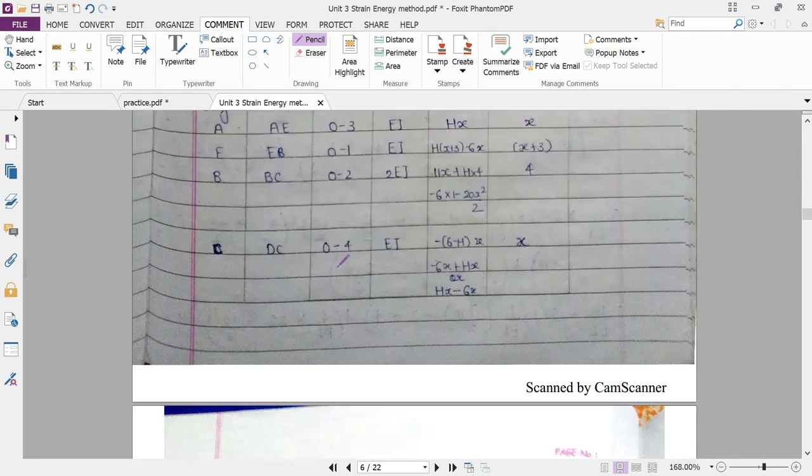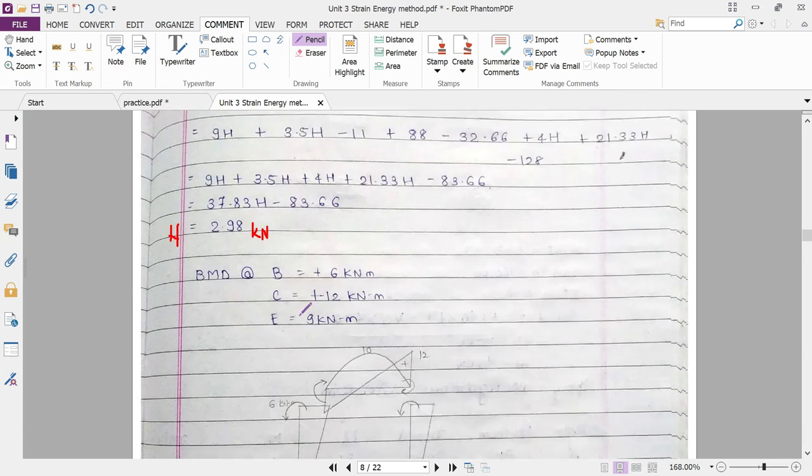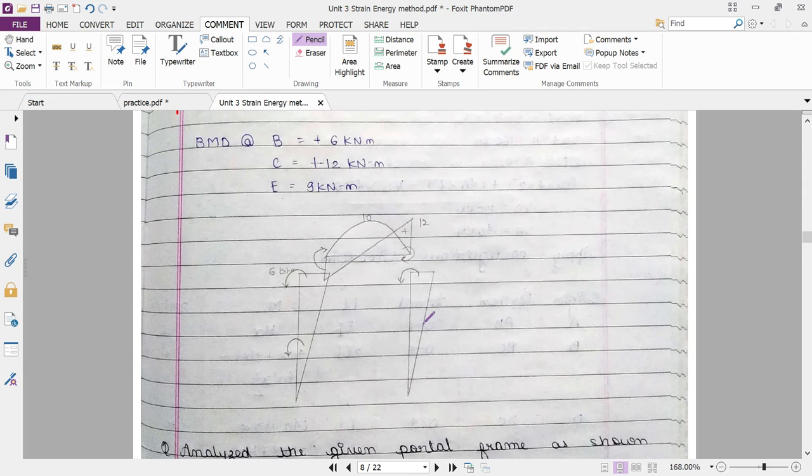So B will be equal to what? 3. Similarly C is equal to 12. Here acting as 3 into 4, that is 12, and E is equal to 9 kilonewton. And then finally this wL square by 8, sagging bending moment you can calculate. 20 into 2 square by 8, that is 10.